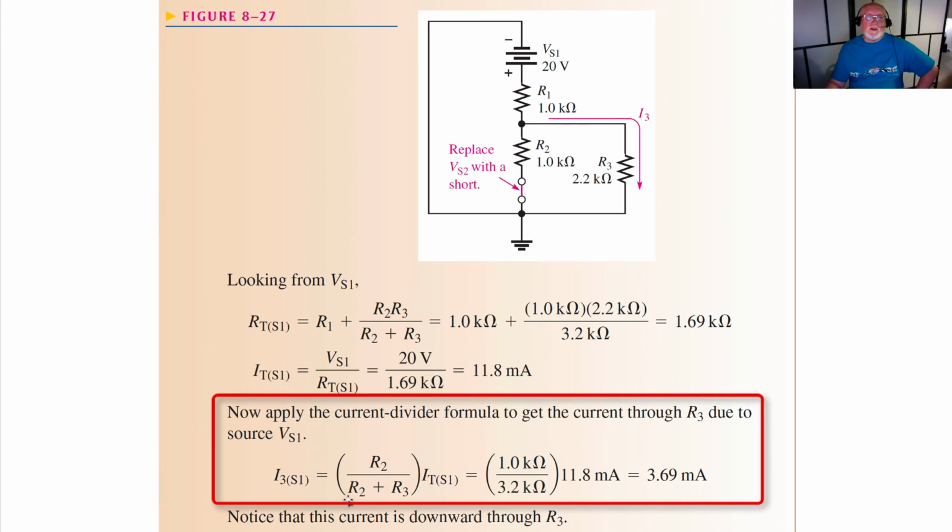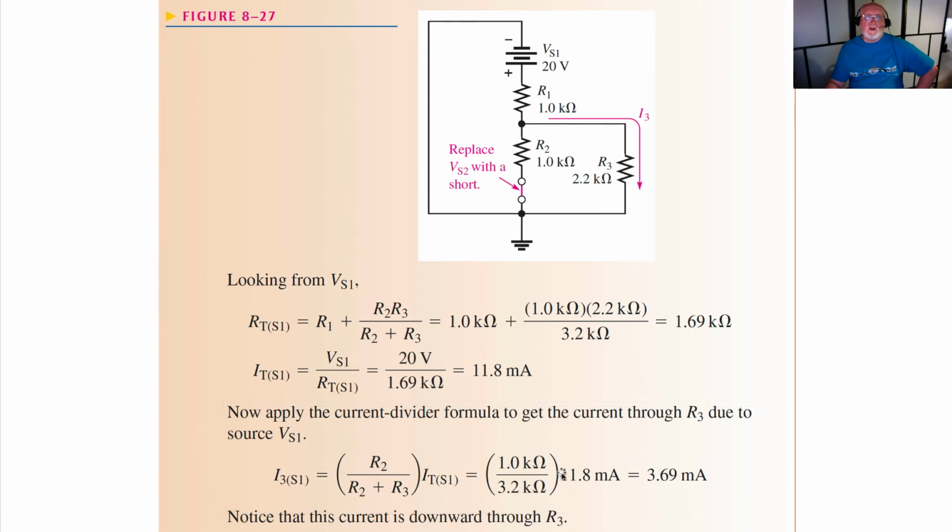Now we apply the current divider rule to get the current through R3 due to VS1. So here's our current divider rule. I3 source 1 is equal to R2 divided by the sum of R2 and R3 times the total current from source 1. 1 k ohm divided by 3.2 k ohms times 11.8 milliamps gives us 3.69 milliamps. Again, notice the direction of the current. It is downward through I3.